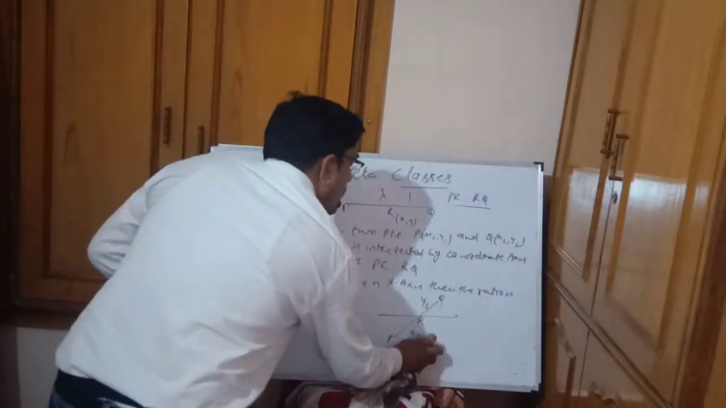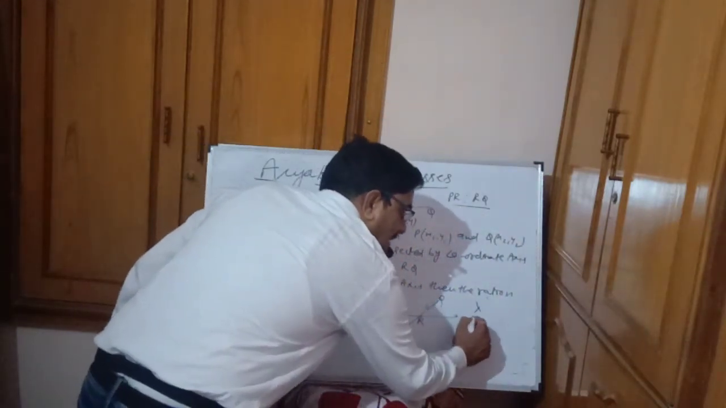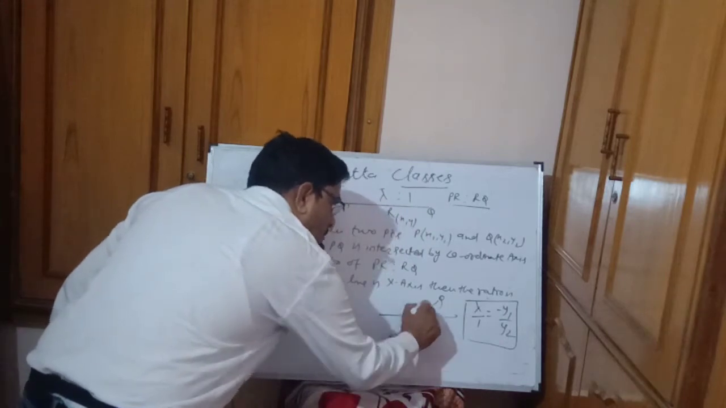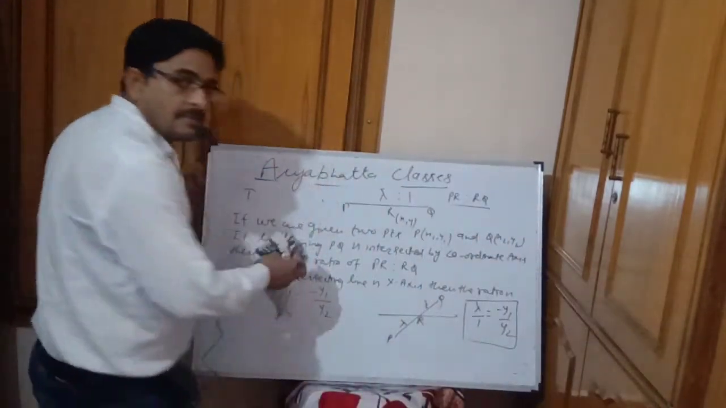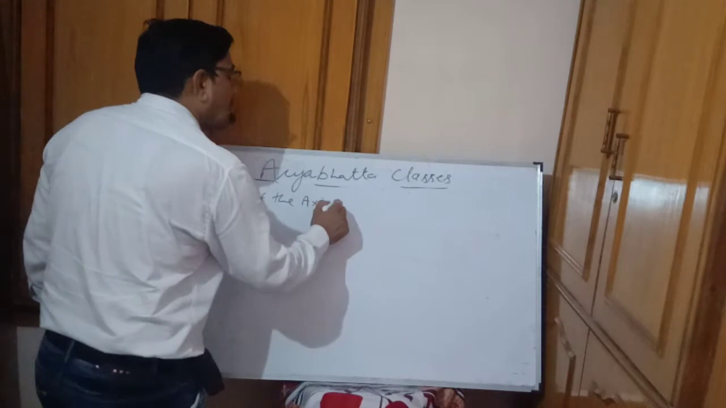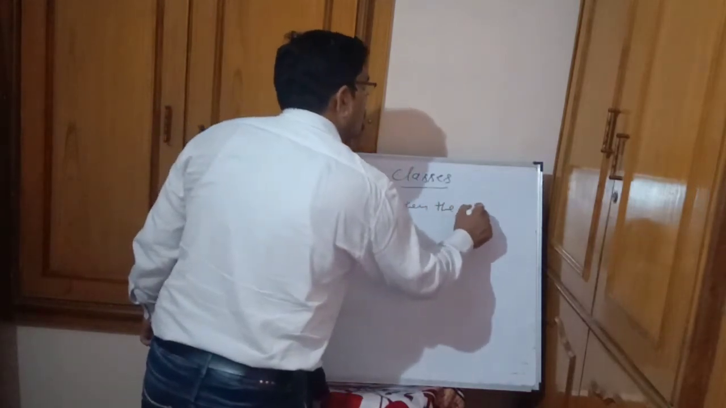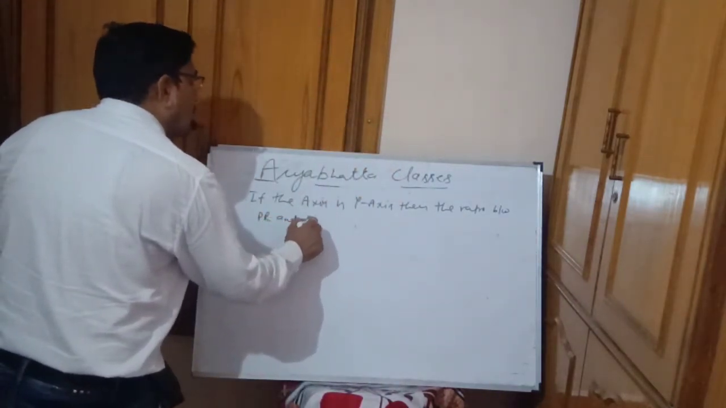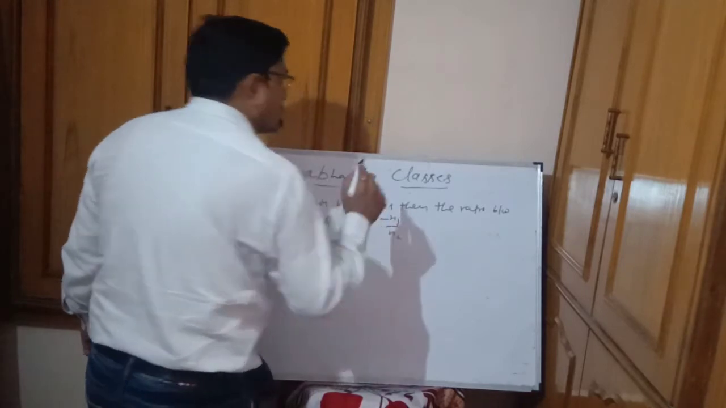I will explain it again. We can't write the ratio as y1, y2 like this, but if it is lambda ratio 1, then it is minus y1 upon y2, lambda ratio 1. Is that clear? If the axis is the y-axis, then the ratio between PR and RQ is minus x1 upon x2.